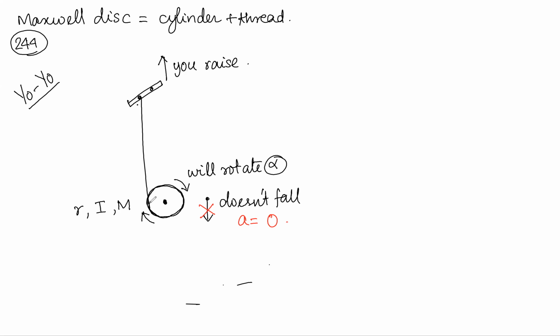Another point is, because there is a thread, there is going to be tension in the thread. There is going to be angular acceleration alpha. There is also going to be mg. So you draw a free body diagram. In the free body diagram, you mark out all the forces. Tension is acting upwards, mg is acting downwards, and there is an angular acceleration alpha, but we know that this thing is not going to fall down. The linear acceleration is equal to 0.